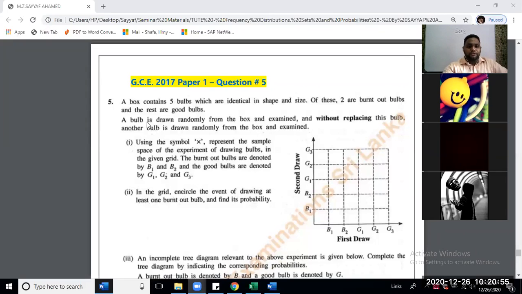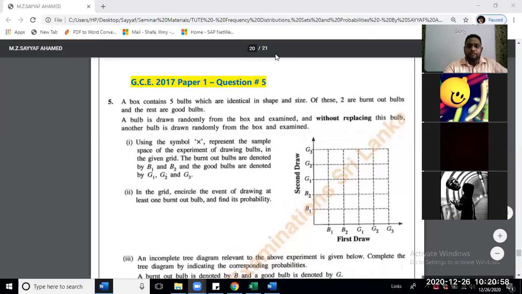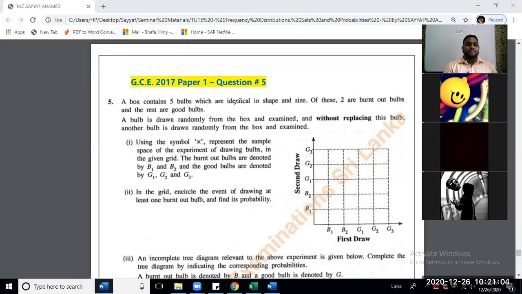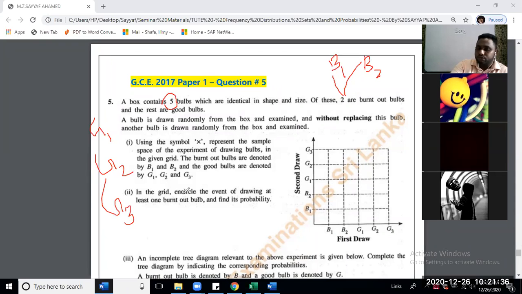A box contains 5 bulbs which are identical in shape and size. That means they are not biased. There are no multiple sizes, no multiple shapes. Same identical shape and size. So 5 bulbs altogether. Of these, 2 are burnt out. Let's say burnt out means B1 and B2. And the rest are good bulbs, so let's say G1, G2, G3. That is to differentiate: good 1, good 2, good 3.